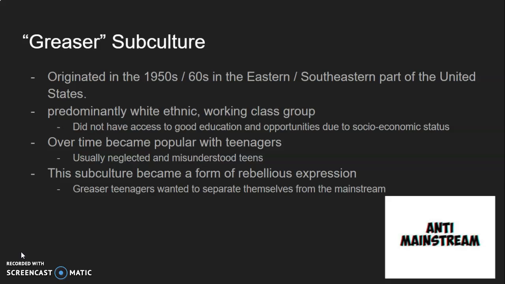These young people were predominantly white. They came from the working class group, so middle class and then maybe upper lower class. The thing that really stood out about this ethnic working class group is that they were poor. They were not necessarily super rich. They did not have access to good schools and education. They lived in poor neighborhoods, which we'll talk about. So this was a group of people who wanted to get away from the cookie cutter white picket fence type of idea and started to sort of form their own subculture within our U.S. culture. Over time, this subculture, though, became very popular with the teenage groups.